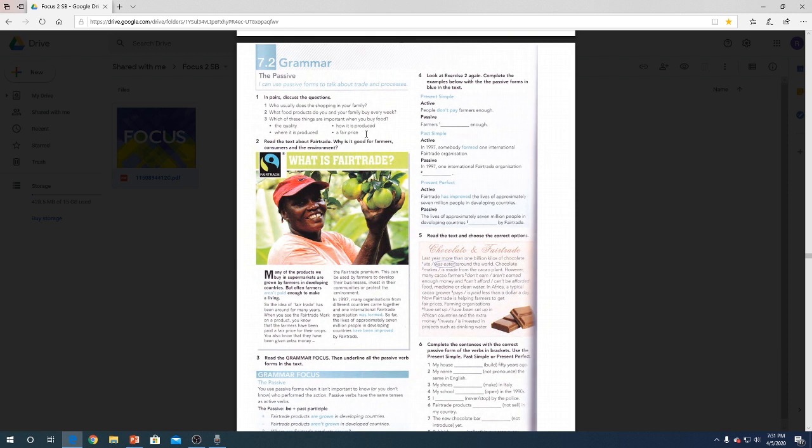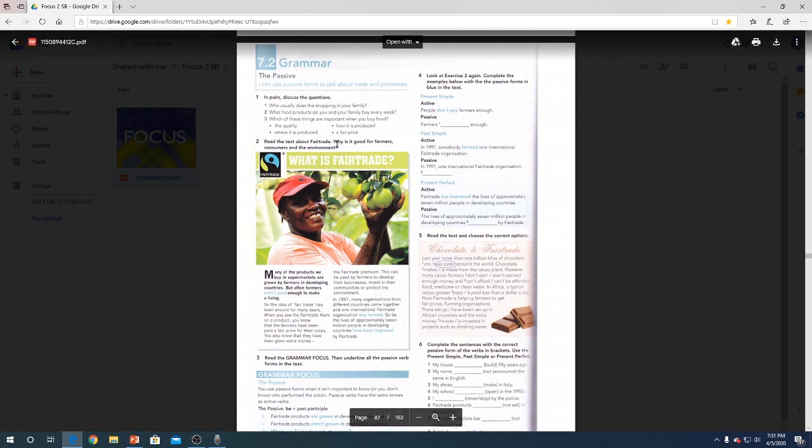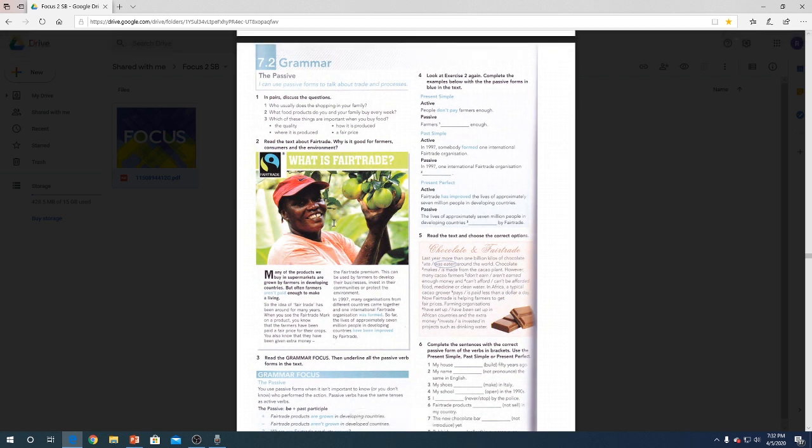Then in exercise number 2, you have a text. What is fair trade? Why is it good for farmers, consumers, and the environment? You are going to read the text and then answer the question in the task.